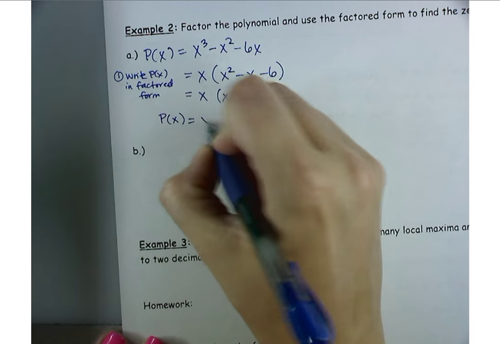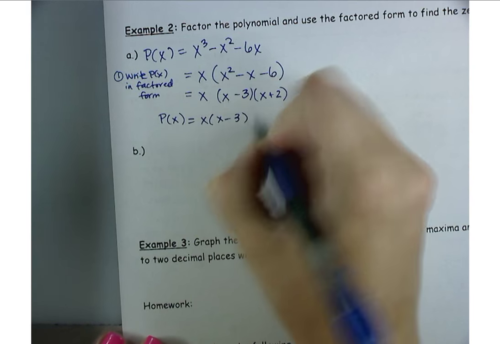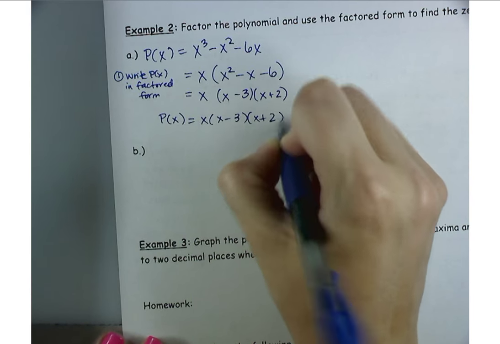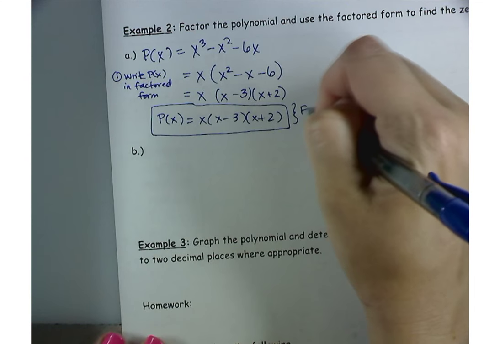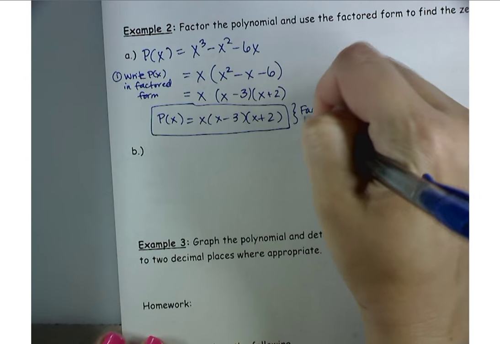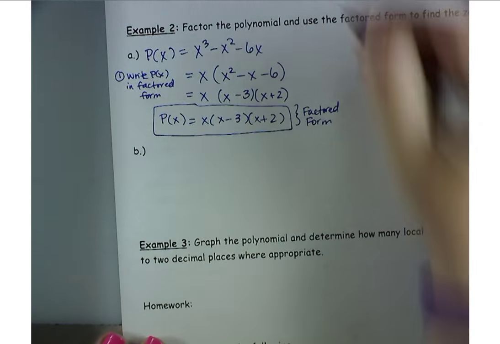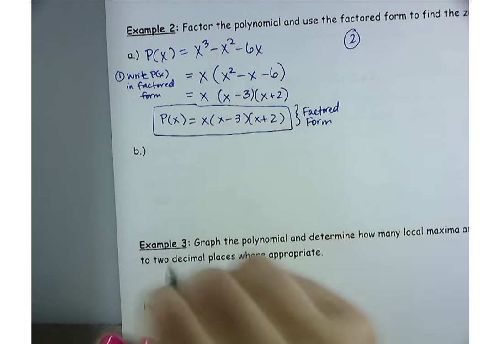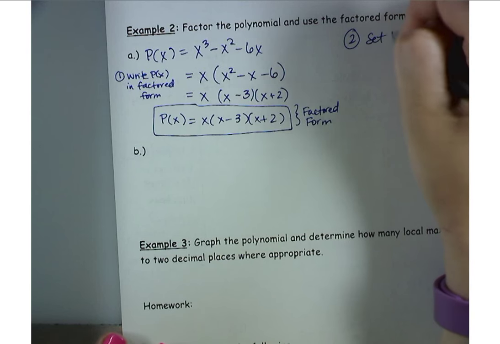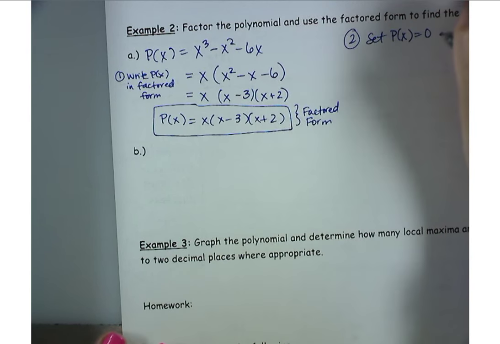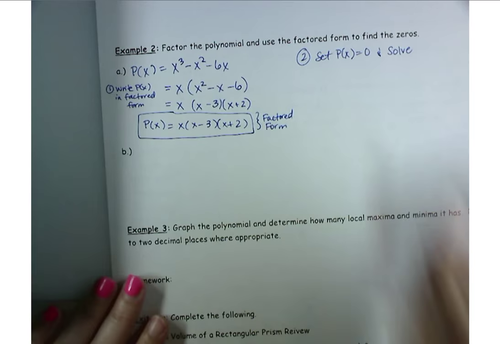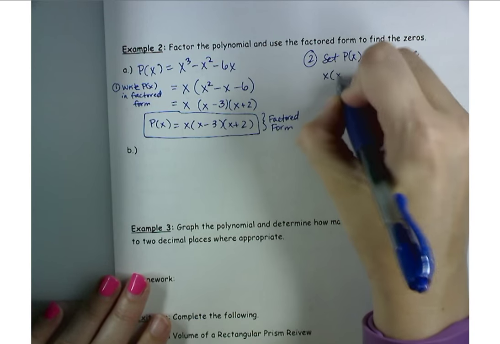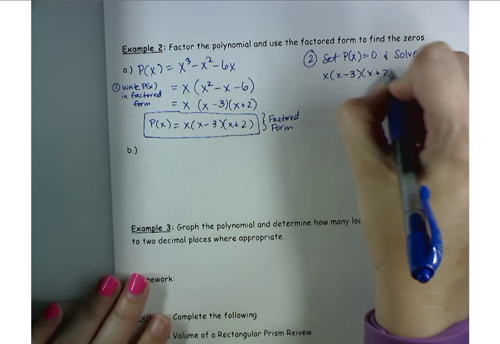If the directions ask you to factor it, to write it in factored form, you do have to show me that that is factored form. And then step 2, you are going to set P of x equal to 0 and solve. Okay, so what we have is x times x minus 3 times x plus 2 equals 0 now.